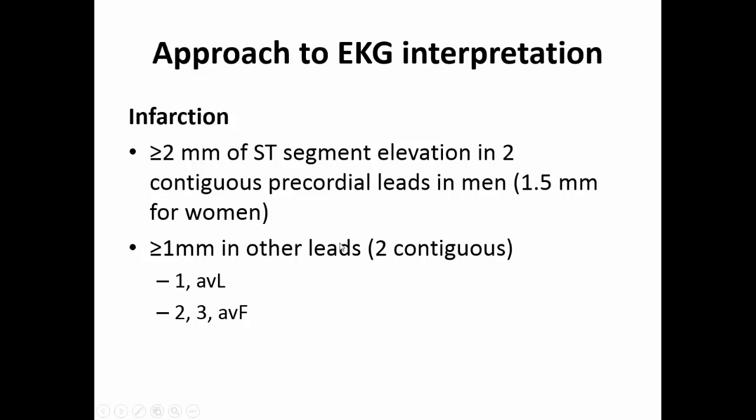When we talk about infarction, how do we define infarction? Well, most books define infarction as 2 millimeters of ST elevation in the contiguous precordial leads, or 1.5 millimeters of ST elevation in the contiguous precordial leads in a female. What does contiguous mean? Contiguous just means leads that are side by side or look at a similar area of the heart. So contiguous leads in the precordium would be V1 and 2, or V2 and 3, or V3 and 4, or V4 and 5, or V5 and 6. Any of the leads that are side by side.